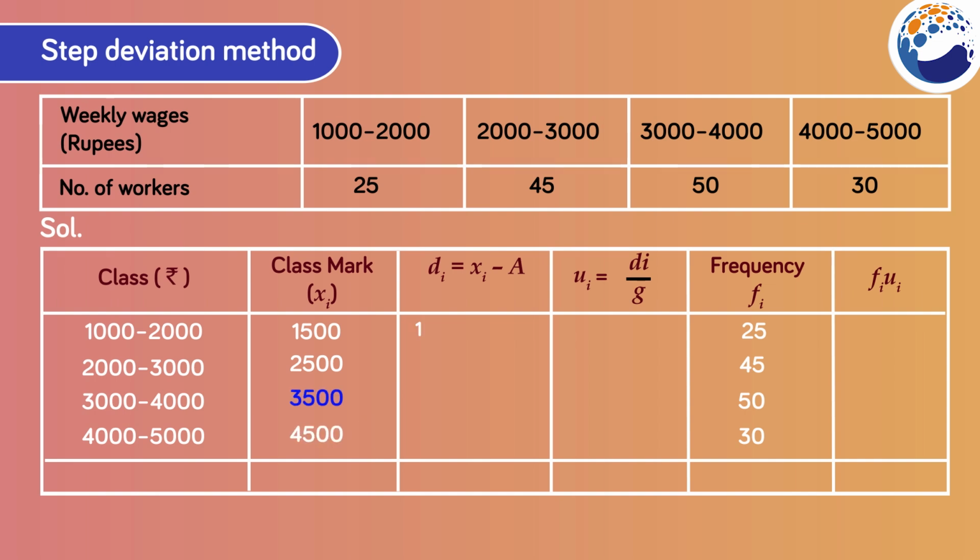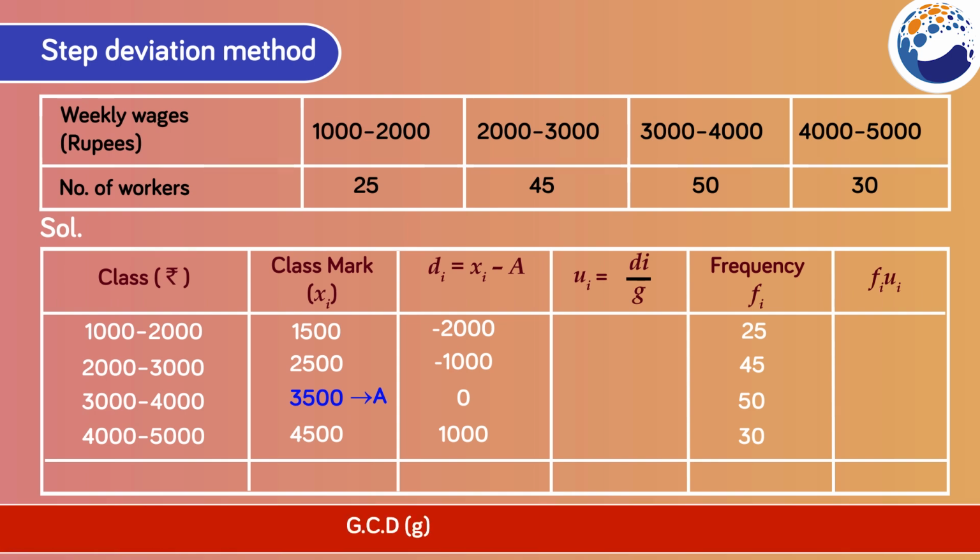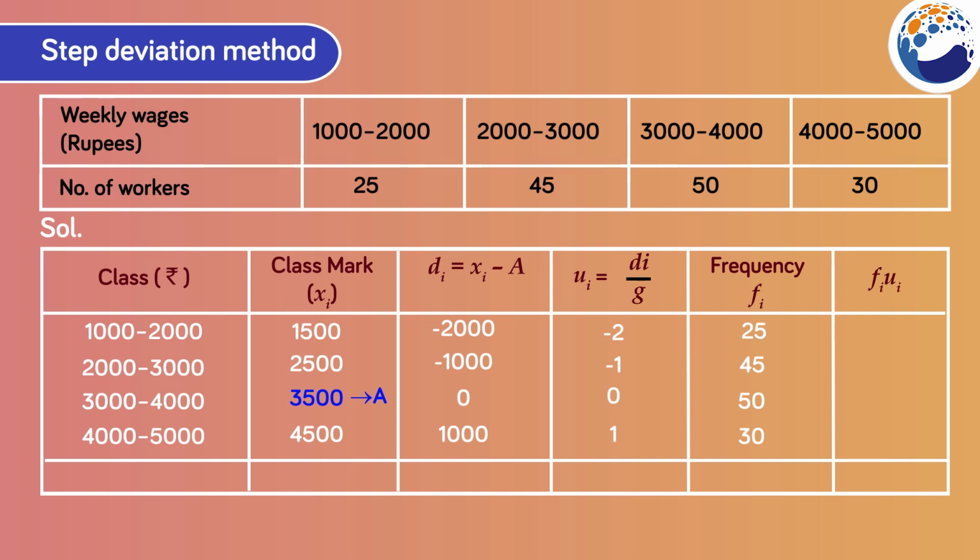Next we choose assumed mean, that is A. Then we find deviation where di is equal to xi minus A. Next we find G, which is GCD of all di. So GCD is equal to 1000. Now in the next column we find ui, which is equal to di upon G. Lastly we find fiui, product of fi and ui.